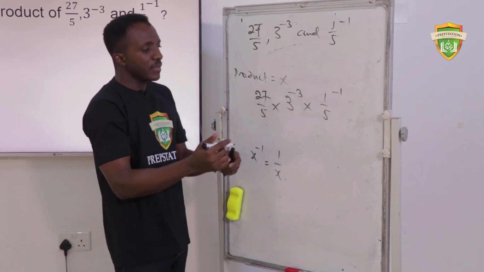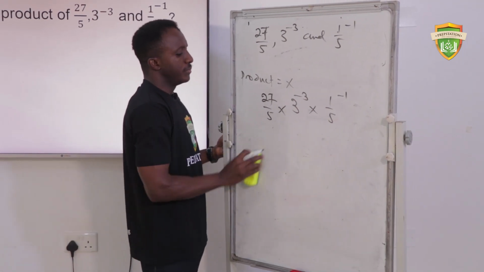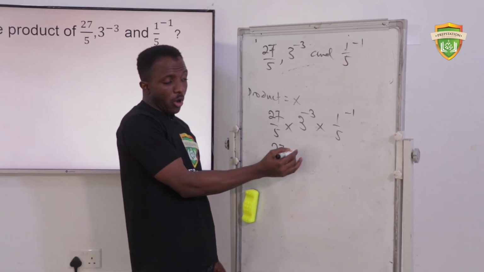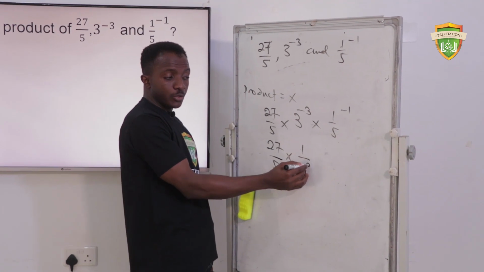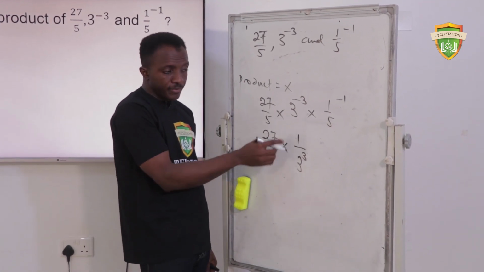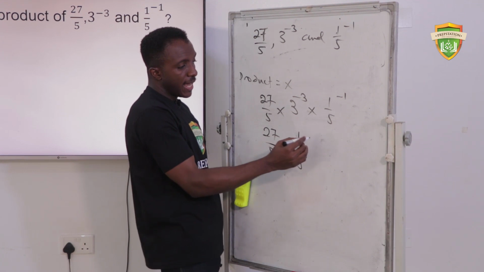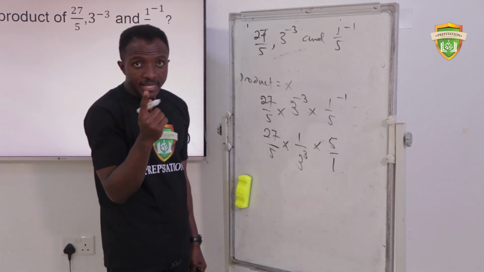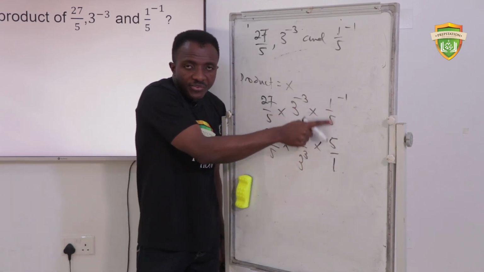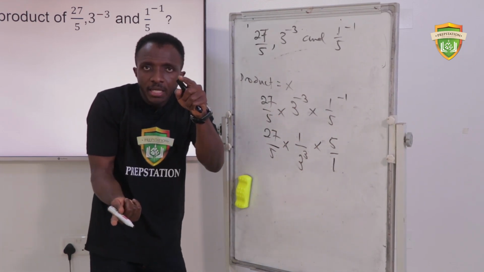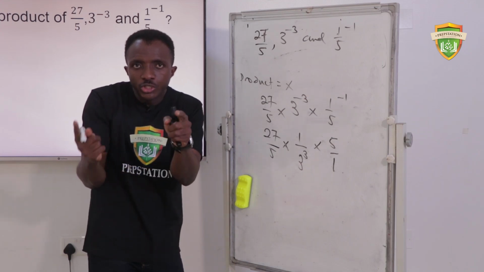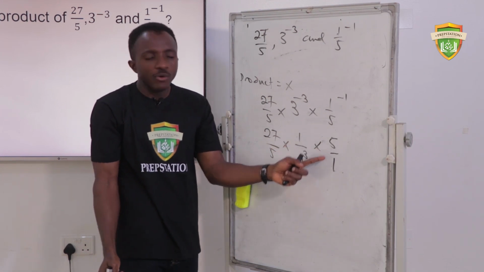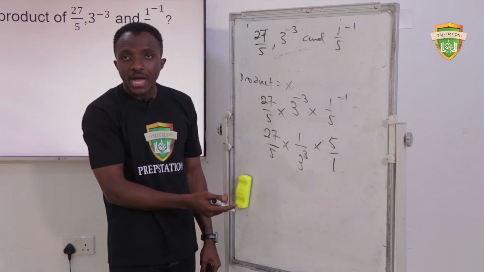Reciprocal of this fraction is what we're required to do. Now let's go. We have 27 over 5 times, this becomes 1 over 3 raised to the power 3. Take note. 1 over 3 raised to the power 3, and then we have times 5 over 1. I said earlier that the reciprocal of a fraction is simply the change of place. The numerator takes the place of the denominator and vice versa. So we have 5 over 1. So we can work this out.